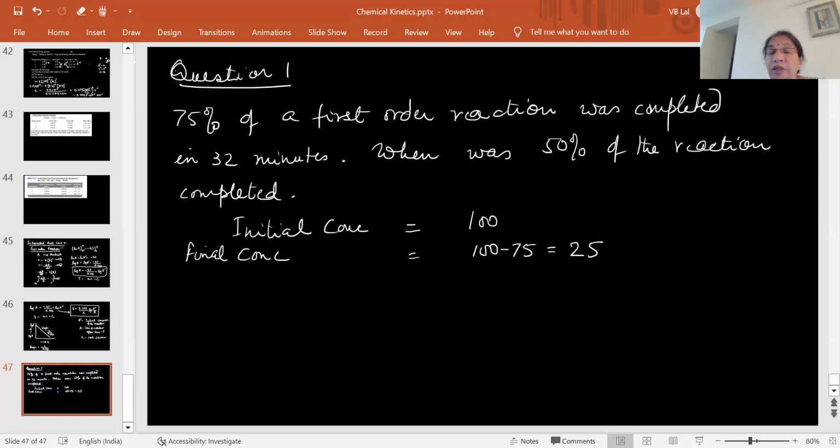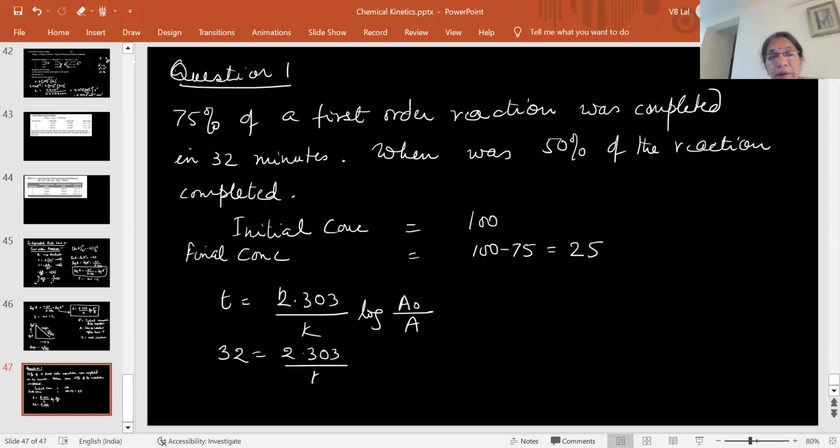Now you know this, so let us find the rate constant first. For the rate constant, t is equal to 2.303 by K log of A0 by A. So t is 32 minutes. 32 is equal to 2.303 by K log of A0 by A. So A0 by A is 100 by 25, so that is log 4.